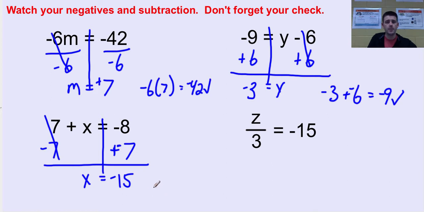Don't forget your check. 7 plus x, so in this case negative 15. 7 plus negative 15, different signs, subtract them, take the sign of the higher number, so we really do get negative 8. So we're good.